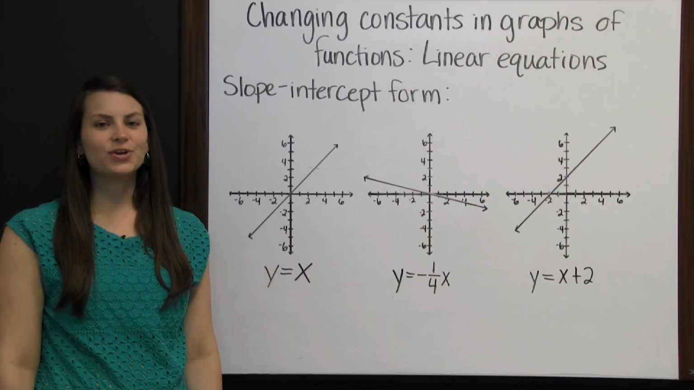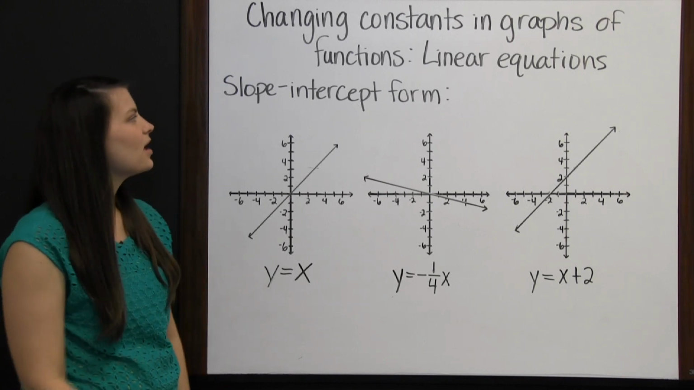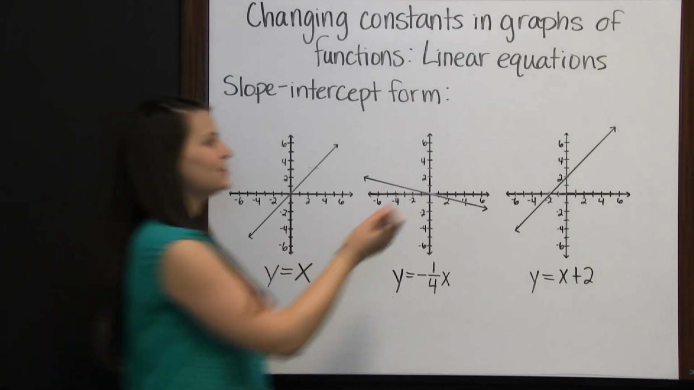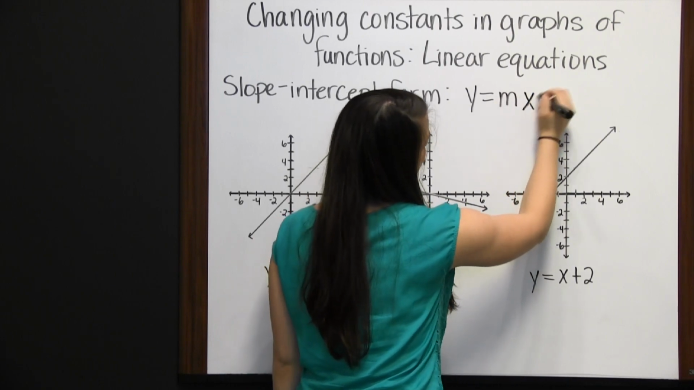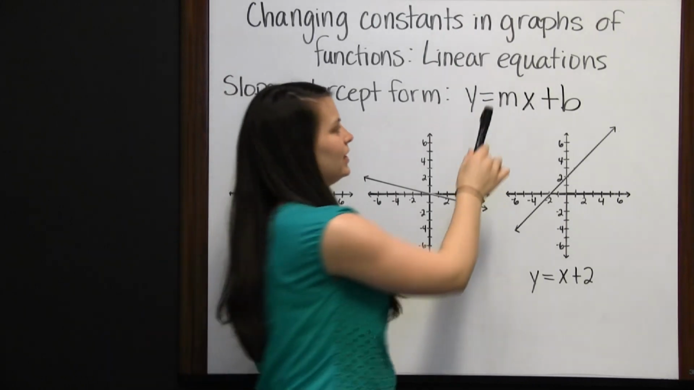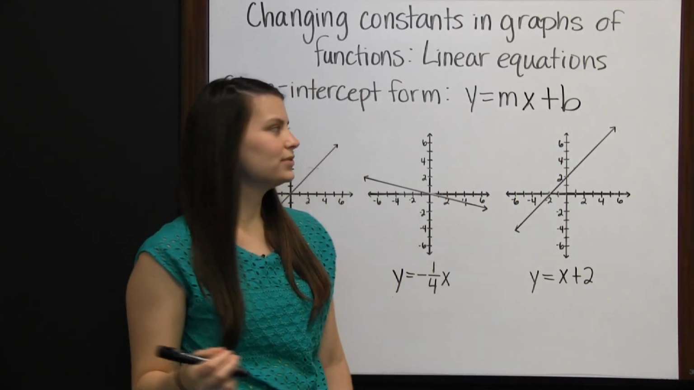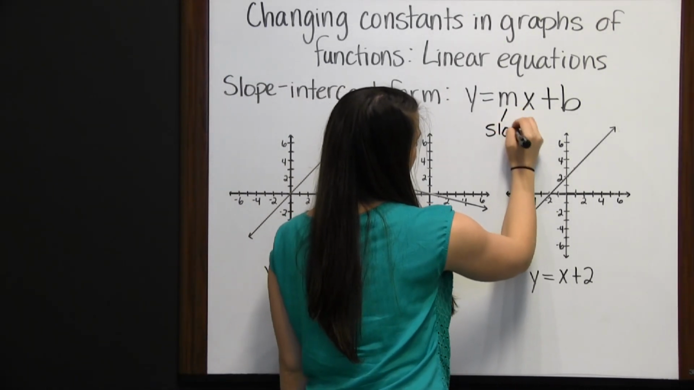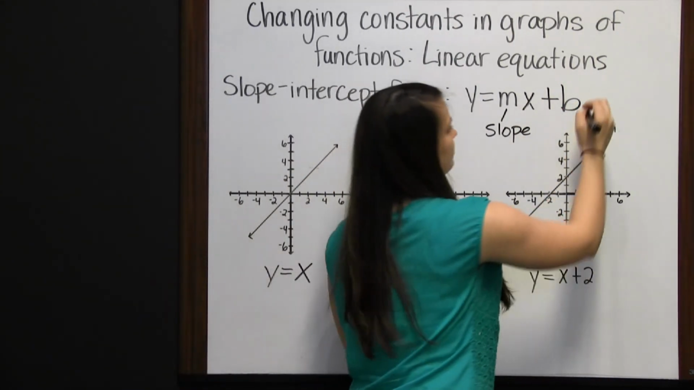Changing constants in graphs of functions, linear equations. The slope-intercept form of a linear equation is y equals mx plus b, where the constants are the m and the b. The x and the y are the variables. M stands for slope, while the b is the y-intercept.